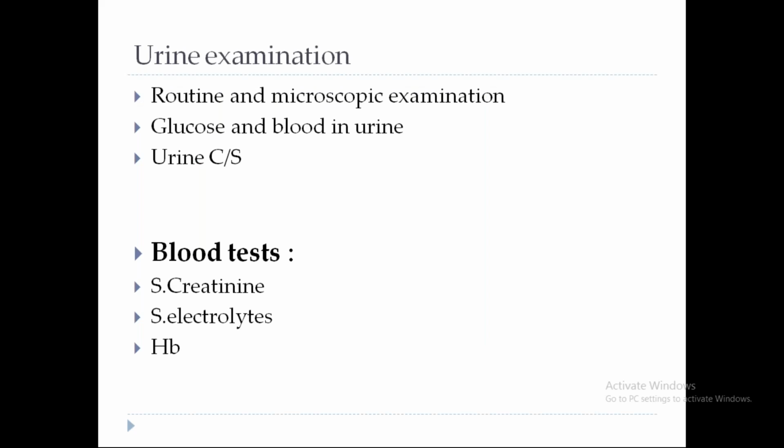Next, what do you investigate? First, routine investigations. Urine examination is the most important. You have to do routine urine microscopy, and note if any infection or hematuria is there. You have to check for glucose and blood in the urine. Urine culture and sensitivity should be sent if any infection is there. Blood tests, RFTs, and routine examinations.